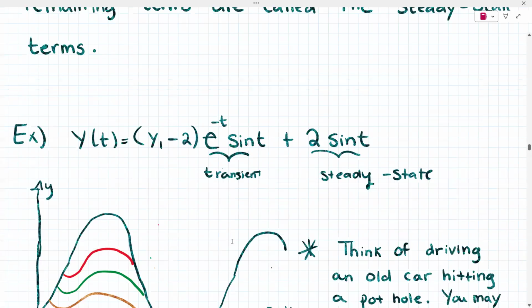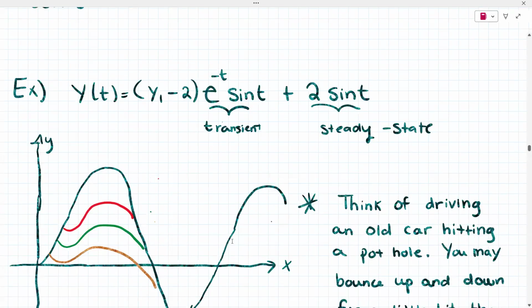For example, we have y of t equals y subscript 1 minus 2 times e raised to the negative t sine t plus 2 sine t. So e to the negative t sine t is transient. And then the 2 sine t is your steady state.